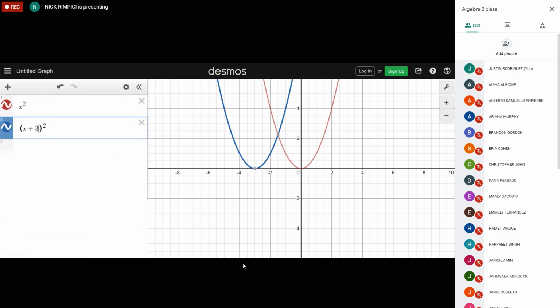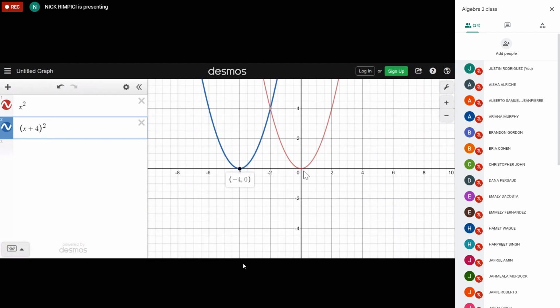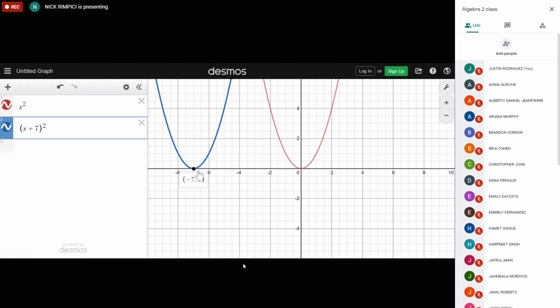Let's see what happens if I add 4 instead of 3. Let's change this to 4. If I add 4, now it's 4 units left of the parent function. It's moved it over 4 units. If I add, let's say, 7, now it's shifted over 7 units from where the parent was.